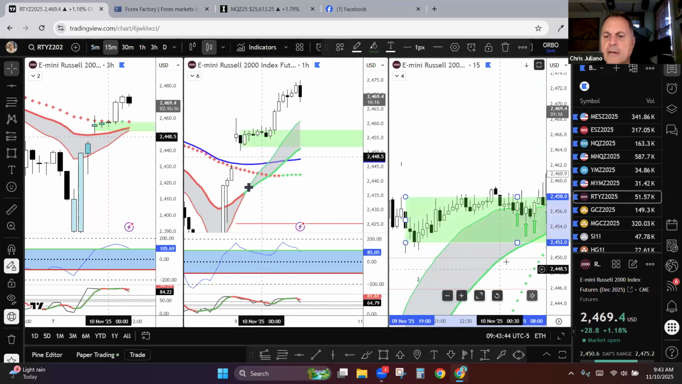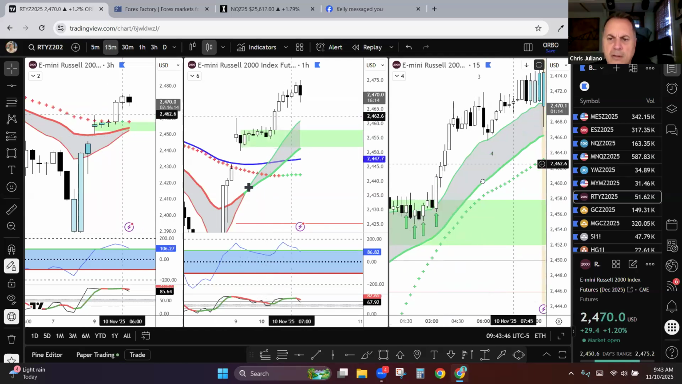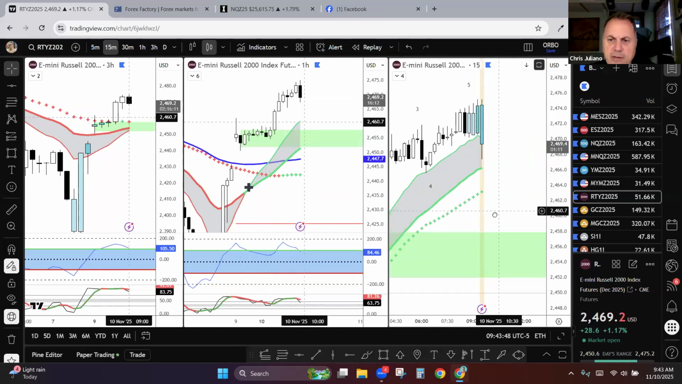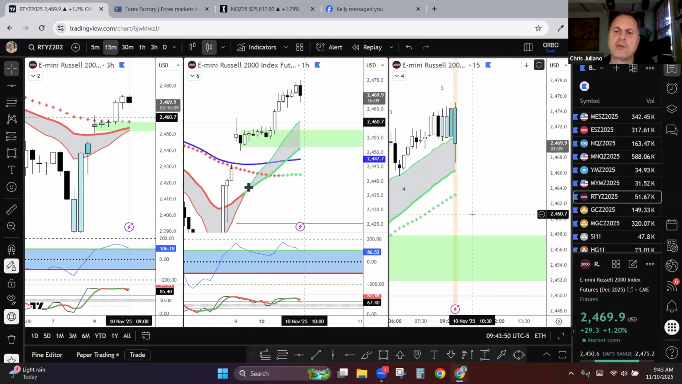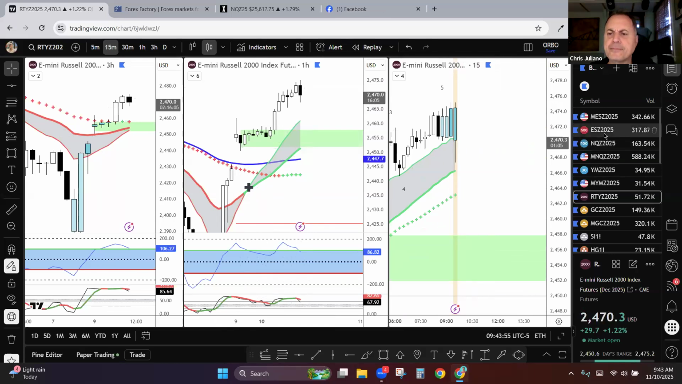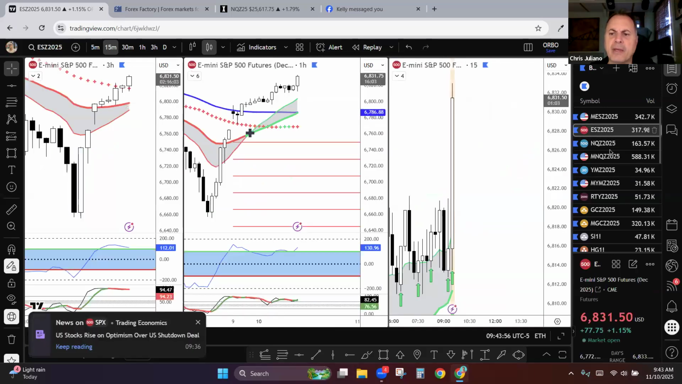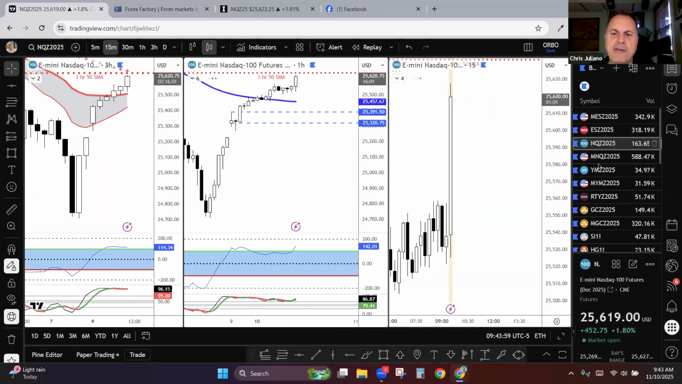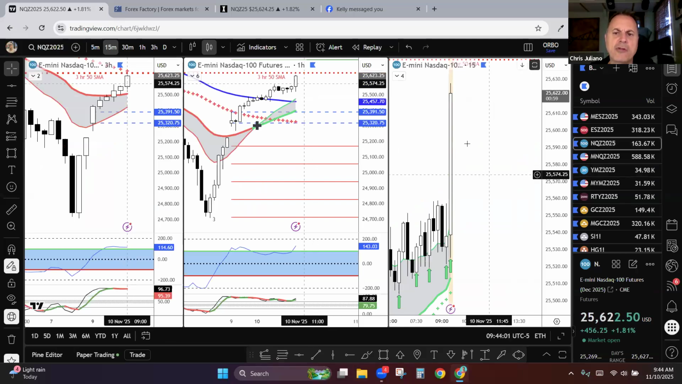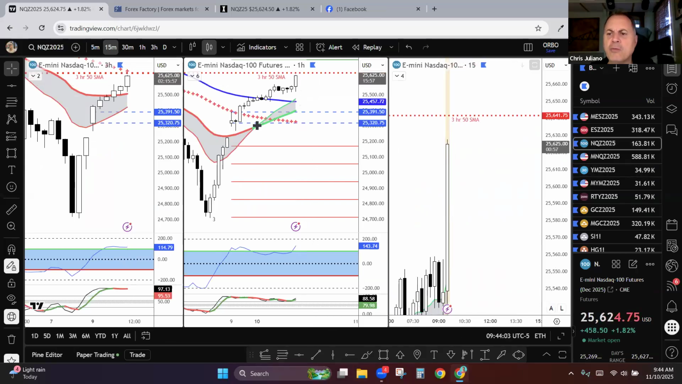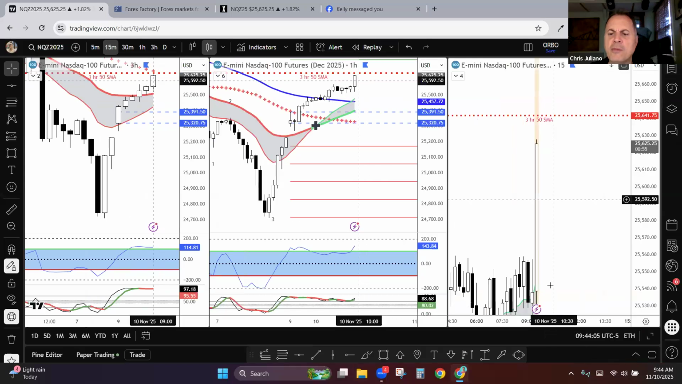You can draw it like that. It's very subjective, you try to be as objective as possible. But so Dow and Russell are pulling back. S&P and NASDAQ still going strong. Opening range is still trying to form.